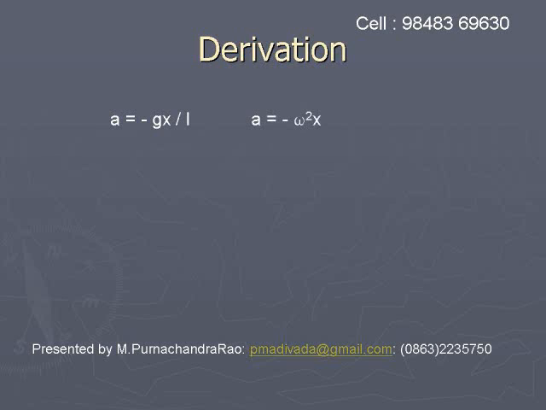Let us compare the acceleration of the bob of the simple pendulum, a is equal to minus gx by L, which is derived just now, with the acceleration of the particle in simple harmonic motion, which is a is equal to minus omega square x. Comparing these two equations, x is displacement, a is acceleration, and omega is constant.